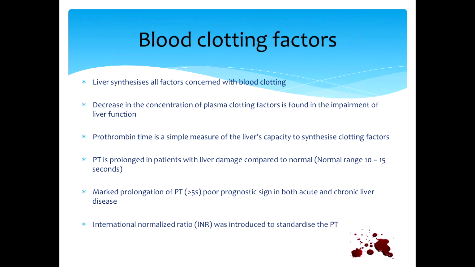So what we look at sometimes is the prothrombin time. This is a simple measure of the liver's capacity to synthesize clotting factors. The normal range is about 10 to 15 seconds. If that's prolonged, and certainly if that's prolonged by greater than 5 seconds, it's a poor prognostic sign in both acute and chronic liver injury. And we also look at the INR, which was brought in to standardize the prothrombin time. And again, patients with advanced liver disease will have a raised INR.